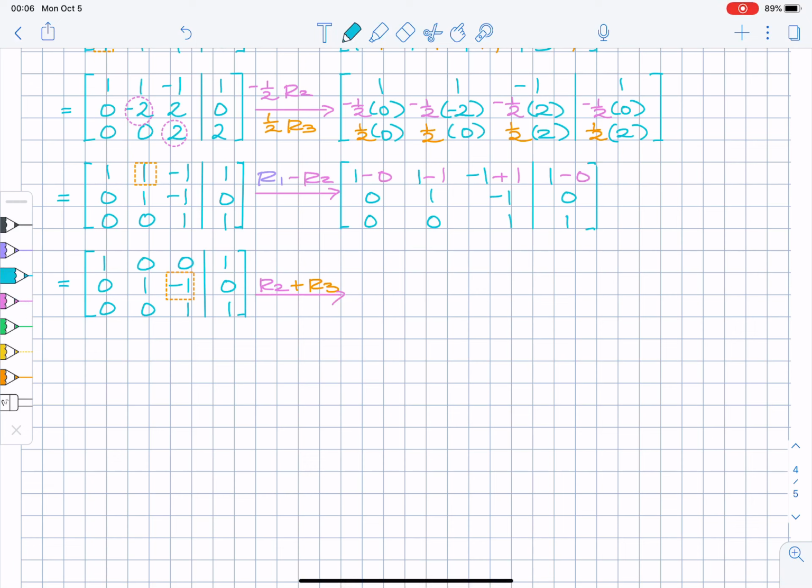So to row 2, I'm adding row 3. So 0 plus 0, 1 plus 0, -1 plus 1, augment, 0 plus 1. And the other two rows stay the same.